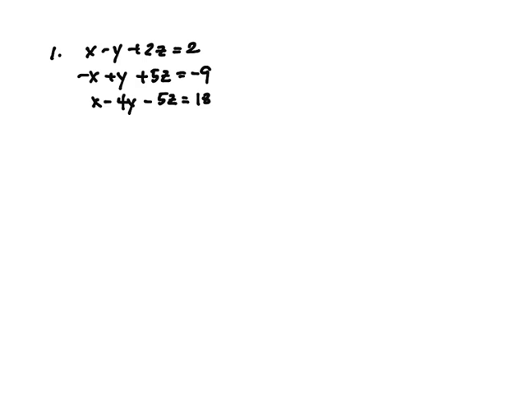Now, for number 1, what I need to do is strategize. I need a plan of attack. When I look at my z variables, I see I have a 2, 5, and a 5. I'm not going to touch that. My y variables, I have a -1, a +1, and a -4. I don't want to mess with that either. But look at my x variables. I have a 1, -1, and a 1. Hey, that looks pretty good. So my goal is to get rid of the x variables first.